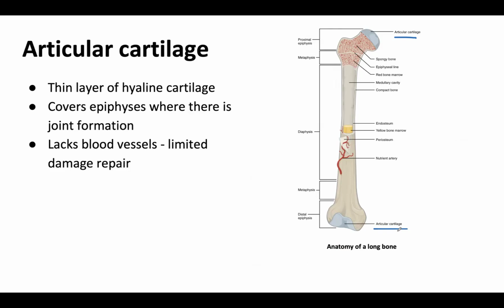Now, unlike bone, articular cartilage lacks blood vessels, or in other words, it's considered avascular. So it's very limited in damage repair, and that's what commonly happens in osteoarthritis, which we will discuss in the joint section.